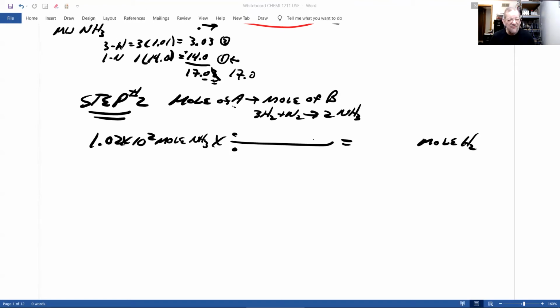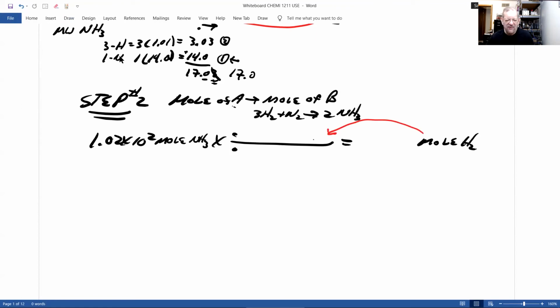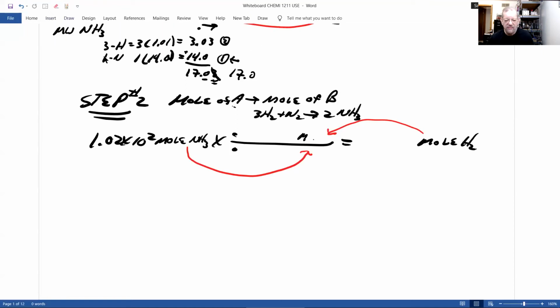All right, I think everybody's done. So how do we proceed? We use our good buddy, our good friend, unit analysis. Whatever we're trying to get to goes on top of this ratio. Whatever we're trying to get rid of goes underneath. And where do I get these numbers? From the balanced chemical equation.